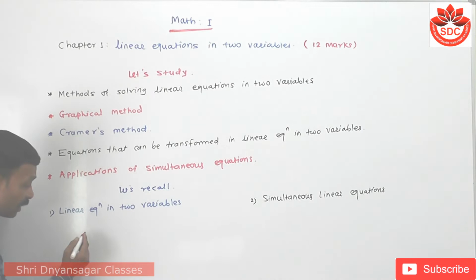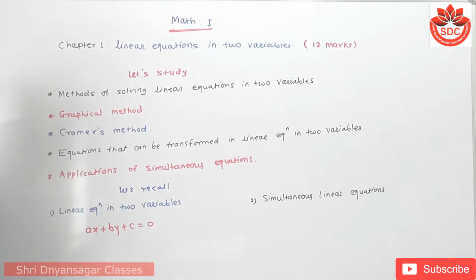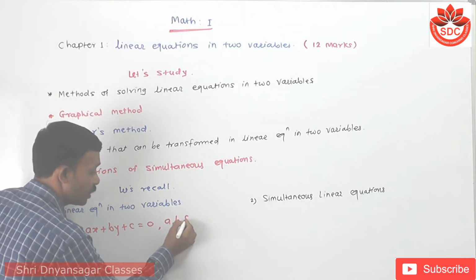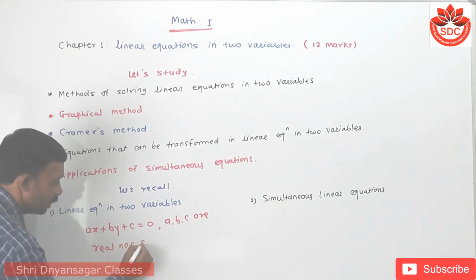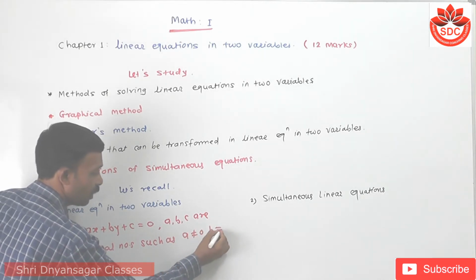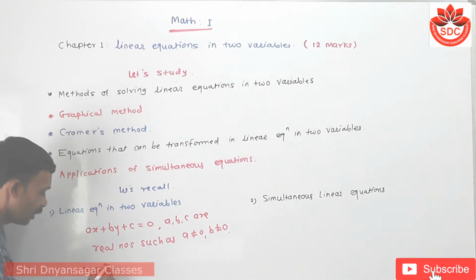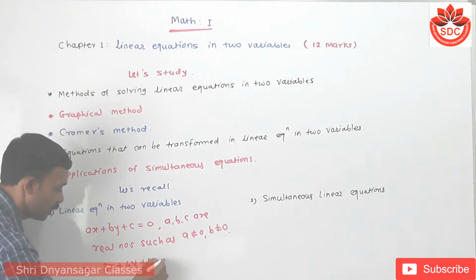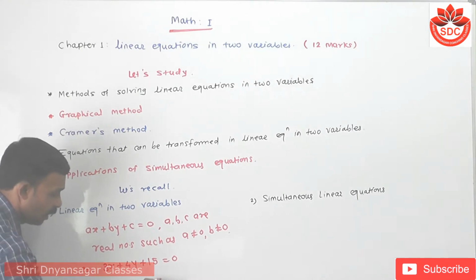Now the general form of that is ax + by + c = 0. Students, here a, b, c are real numbers such that a is not equal to 0, b is also not equal to 0, and c is the constant term. So you can take any values. For example, 3x + 4y + 15 = 0, or (3/2)x + 5y - 10 = 0.